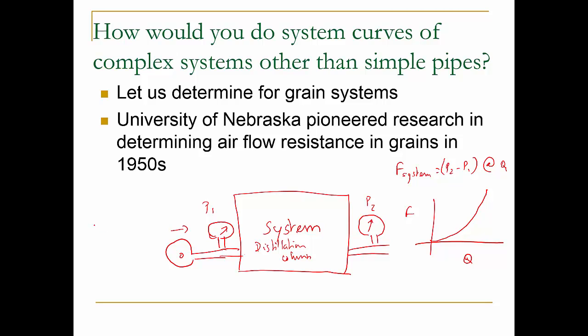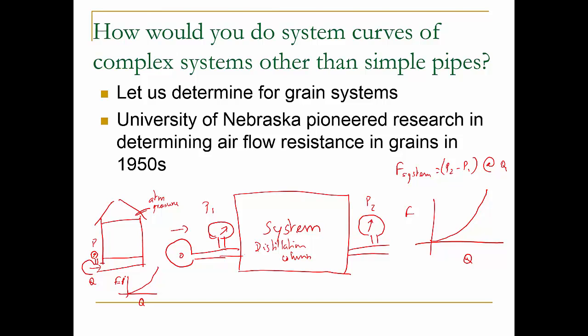Same thing if you want to do the grain bin. You can have a grain bin filled with grain, and you can have a fan, and I know the pressure gauge here, and here I know it's atmospheric pressure when it comes out. So if I measure this pressure and if I know the flow rate, I can estimate the frictional drop in the grain bed.